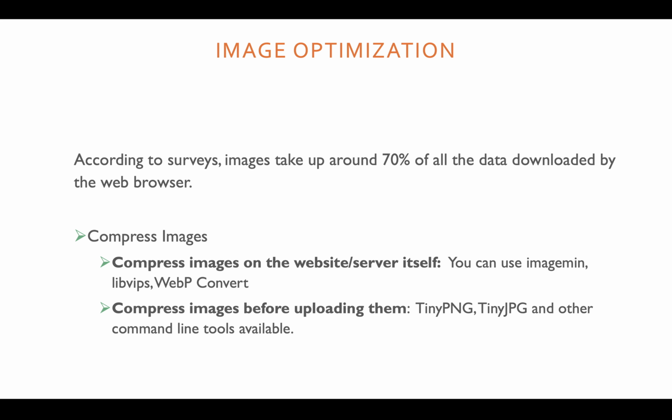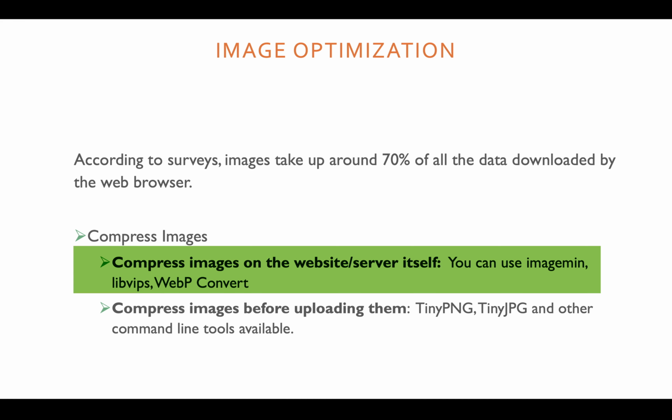Image compression can be done in two ways. One is you can compress the image on the server on the fly. So you have your website running on a server. On the server you can install tools which can compress the images, like you can see here: ImageMagick, libvips, webp convert. These tools are available which you can install on the server.